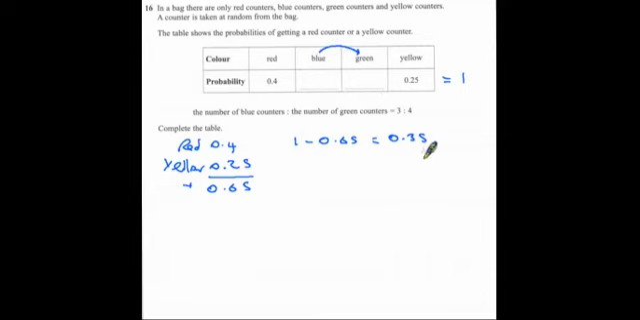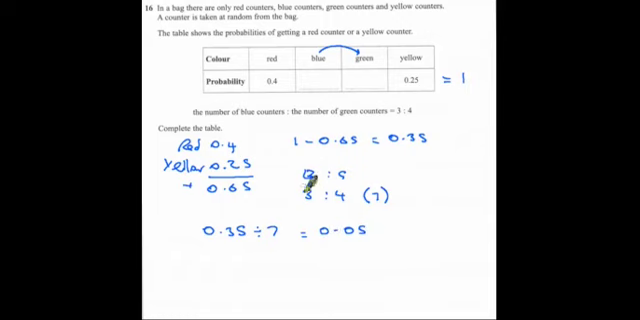We now need to split that 0.35 between blue and green, and we are given a ratio. Blue to green is 3 to 4. To work this out, we take the total probability and we divide it by the number of parts in the ratio. 3 plus 4 means there are 7 parts. So our next calculation is 0.35 divided by 7. 0.05. So 1 part of the ratio is 0.05.